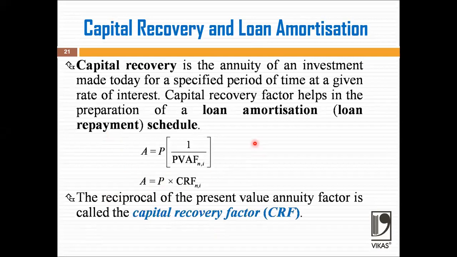So this is the formula. A is the installment, the annuity. P is the principal amount, the amount of loan you are expected to receive, into 1 over PVAF, sorry, present value annuity factor. N is the number of periods and I is the rate of interest. So in simple terms, we say A, the annuity installment, equals principal amount into capital recovery factor. The capital recovery factor is this here within the bracket in the above formula.